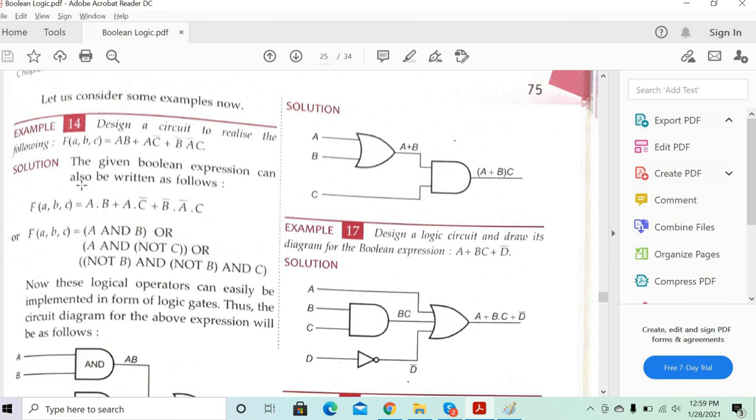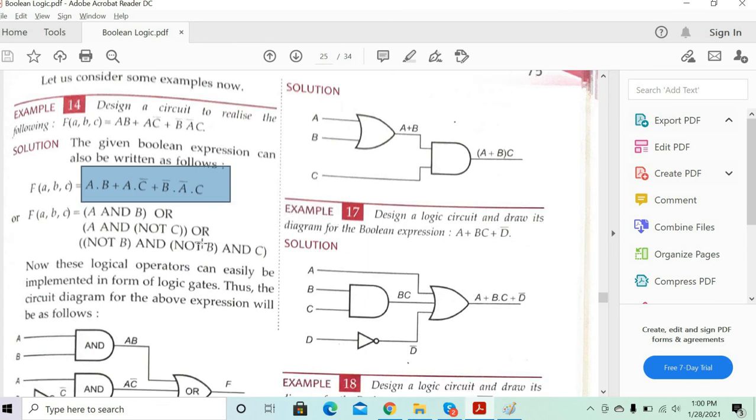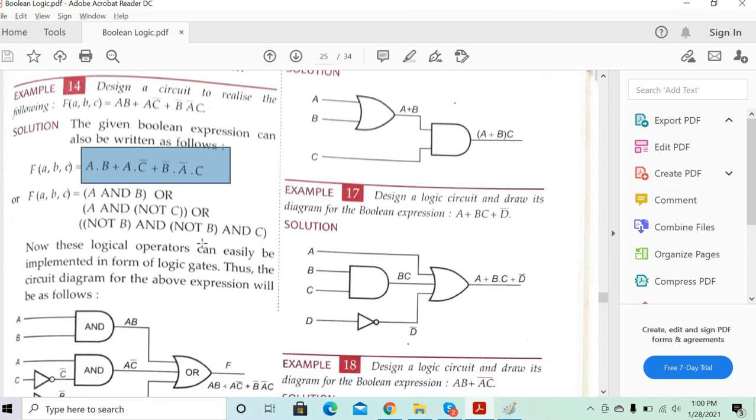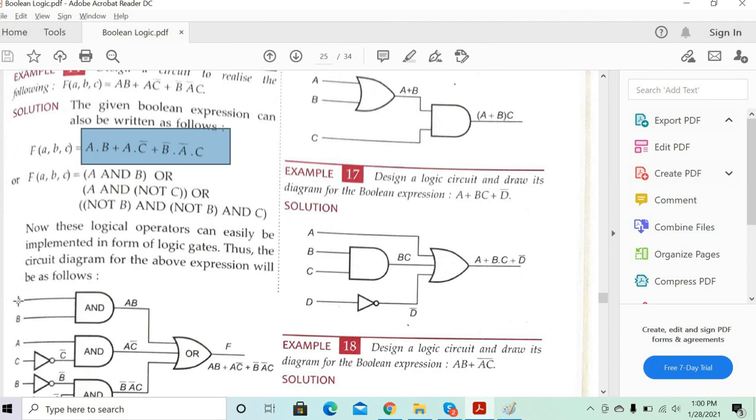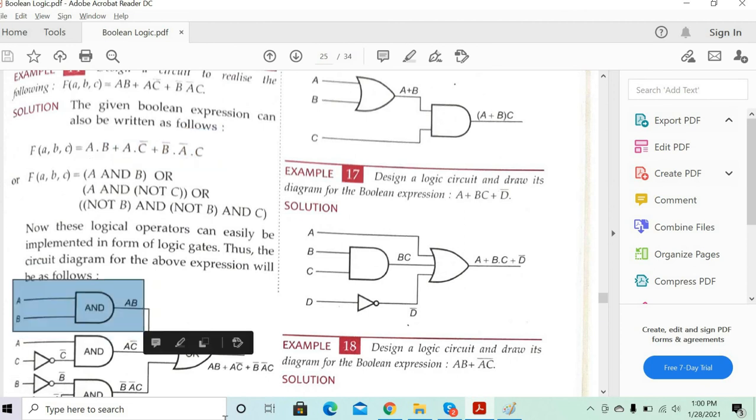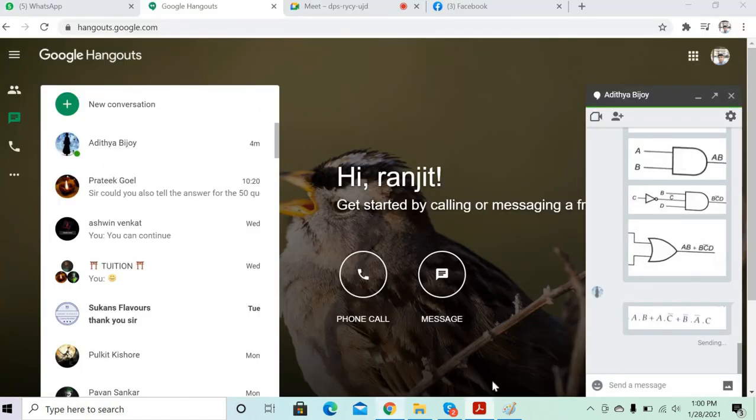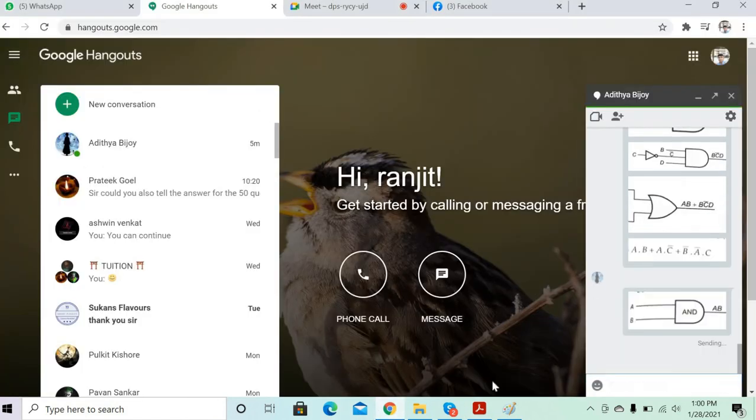So AB, let's understand this part, Vijay. So it's AB and BAC. First we need to do the AB part. How do you do the A and B? The first term is A and B. So the first term will be like this: two inputs to the AND gate and the output is AB. Clear?